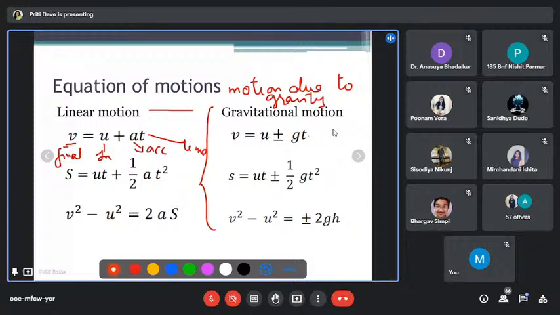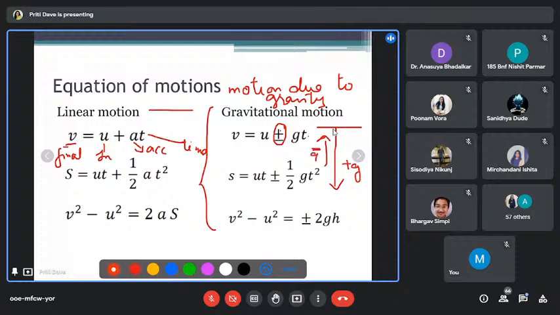Now, why do I have plus or minus? Because if you are coming in this direction, alright, you take gravity as positive. If you are throwing a ball up or you are jumping or something like that, then you are going against gravity and then you take gravity as minus g.